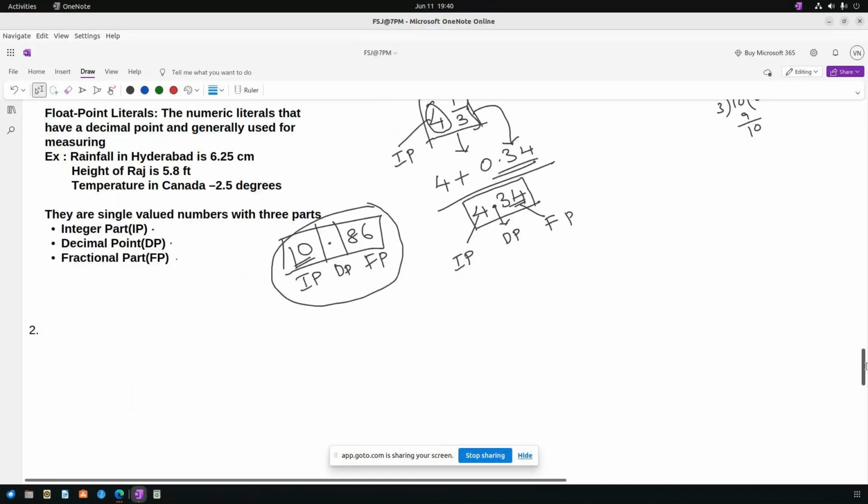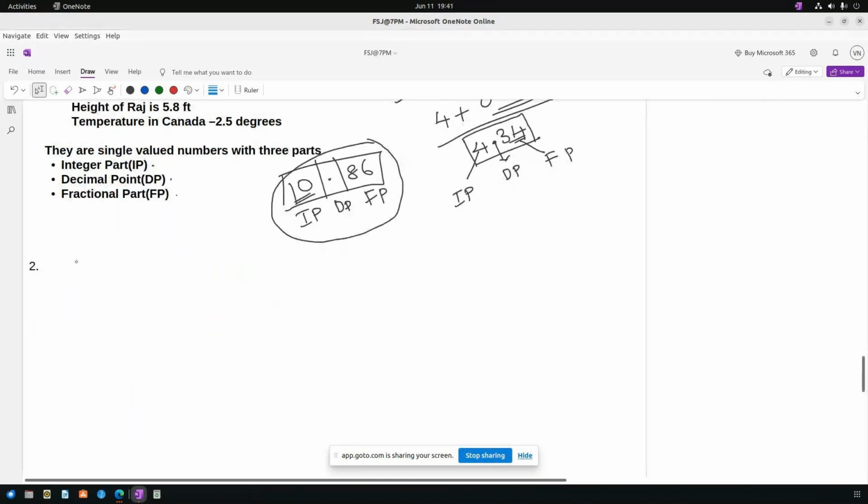Okay. Right. So next coming to the character-based literals. So we are talking about now character-based literals. What are these character-based literals? Character-based literals means the types of literals which will represent one or more characters.